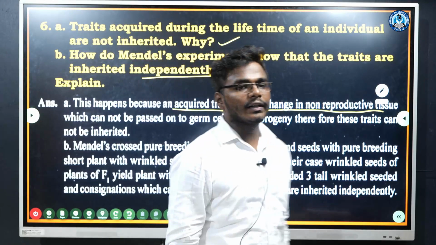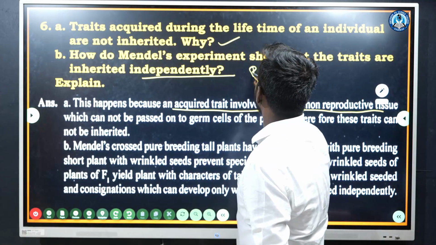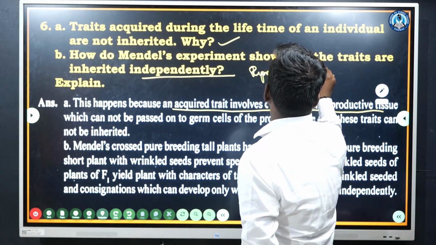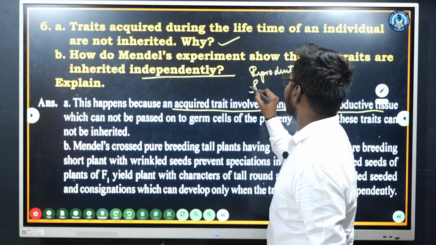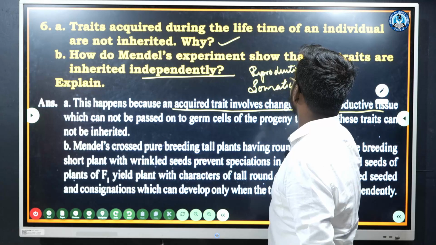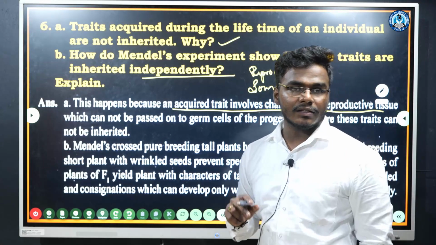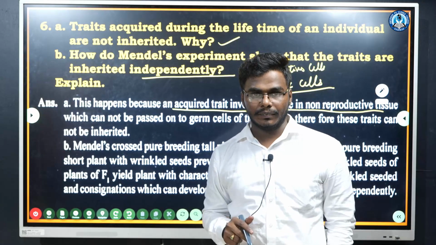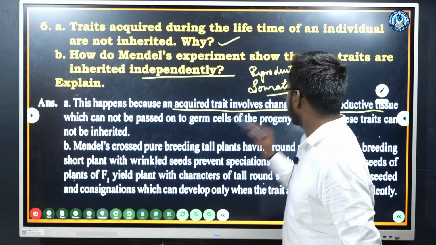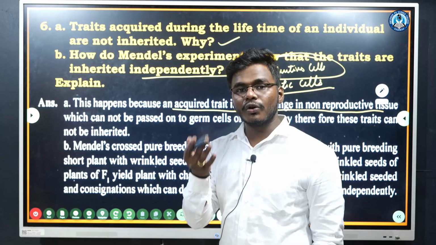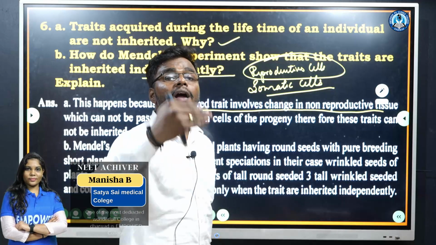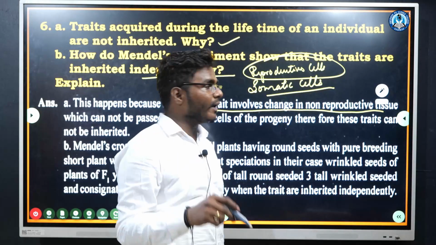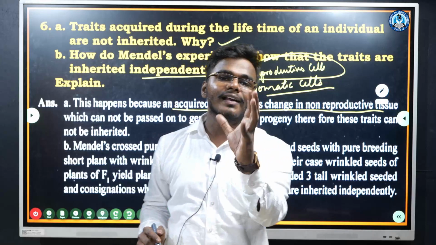As you all know, there are two types of cells. One is the reproductive cell, the other one is the body cells or the somatic cells. Any changes that occur in the somatic cells are not inherited. Changes should always occur in the reproductive cells. Only those changes that occur in the reproductive cells will be inherited. That is why the acquired characters, which are taken from the somatic cells, are not transferred.